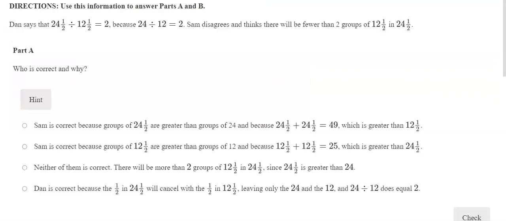Number 12. Dan says that 24.5 divided by 12.5 equals 2. Because 24 divided by 12 equals 2. Sam disagrees and thinks there will be fewer than 2 groups. So let's figure out what's going on here. I'm going to solve to see what Dan did.